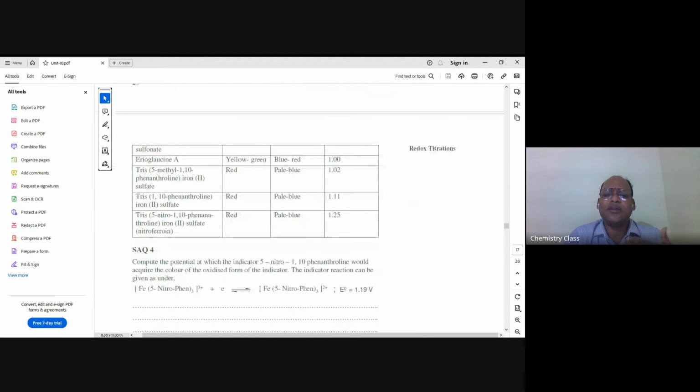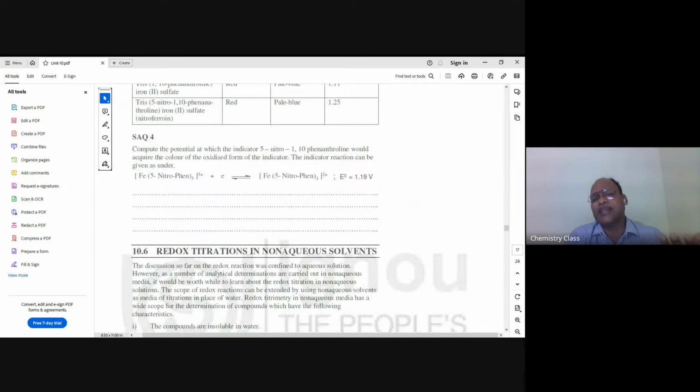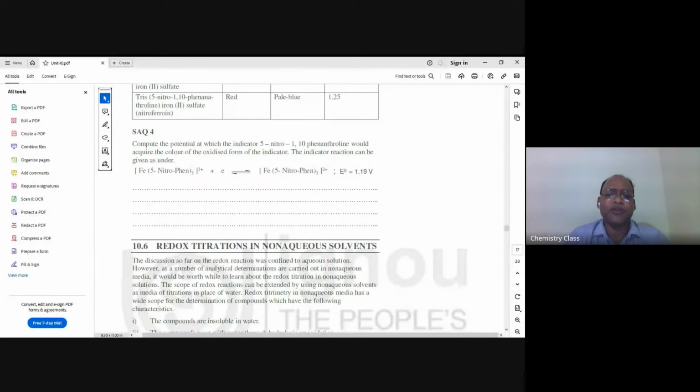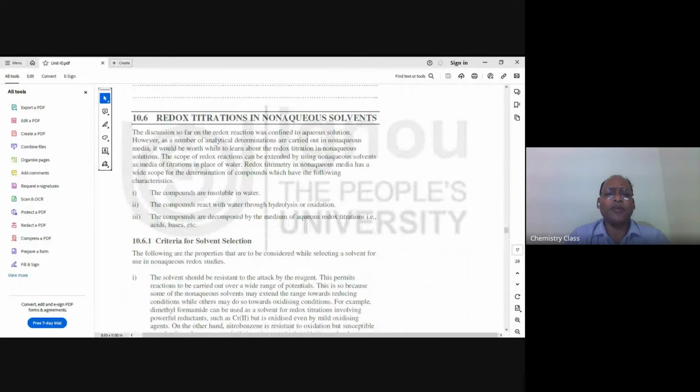Like this you can check what exactly happens, what the color is, and what happens after that. You have to memorize all these things.